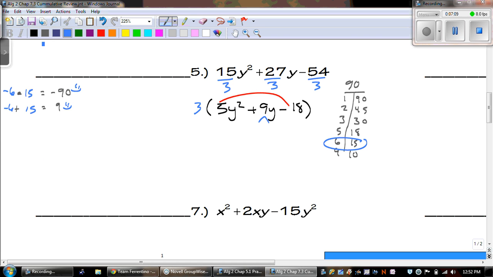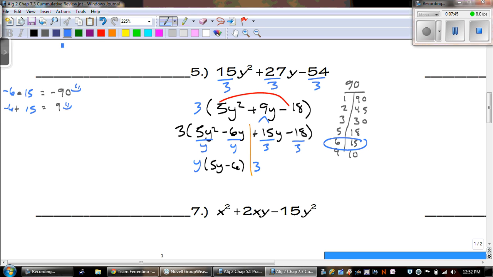Okay, so split that middle term. 5W squared minus 6W plus 15W minus 18. And there we go. The GCF of the first group is W. The W comes out front, and we're left with 5W minus 6. And the GCF of the back group is a +3. So the 3 comes out front, then we're left with 5W minus 6.